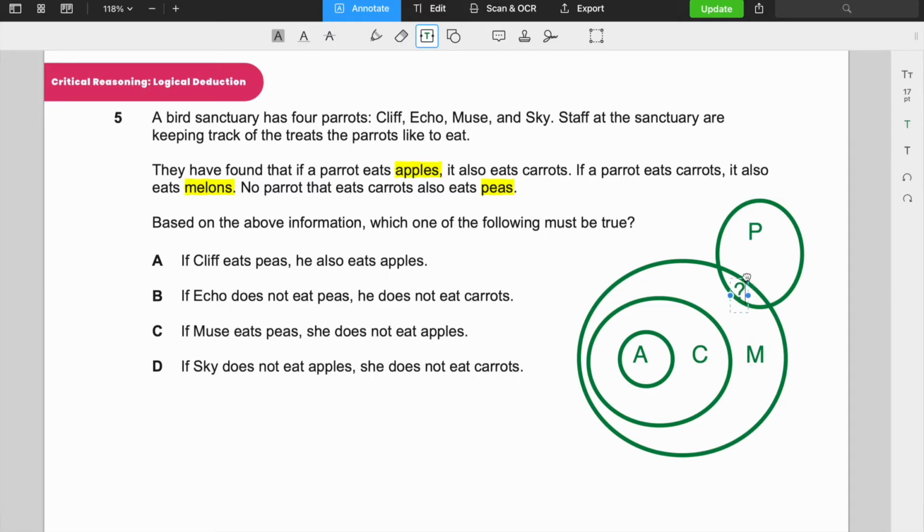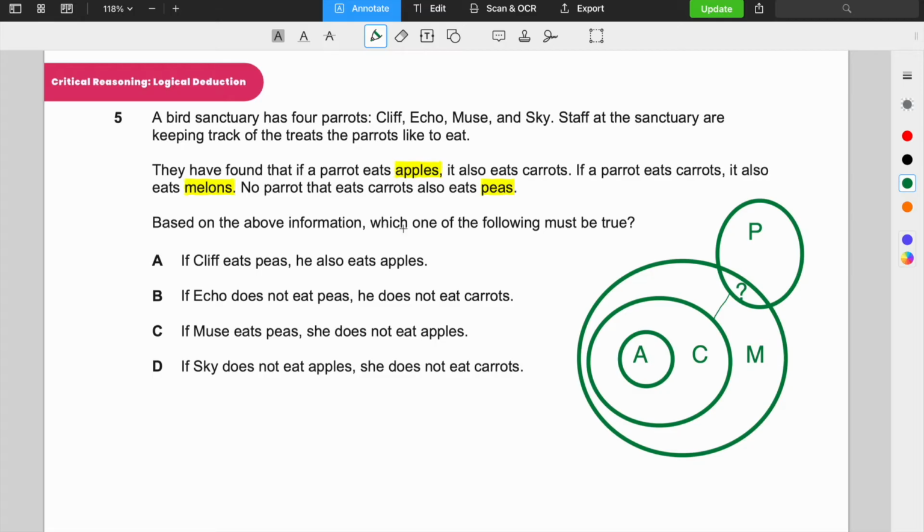So maybe there's parrots that eat peas and also melons. We don't know if that overlap exists, so that's why there's a question mark in this intersection between peas and melons. But we know that there's no overlap between parrots that eat peas and parrots that eat carrots. So I draw a line here, and the line is simply an indicator that there is no overlap whatsoever between parrots that eat peas and parrots that eat carrots. Okay? Alright, so that's our Venn diagram.